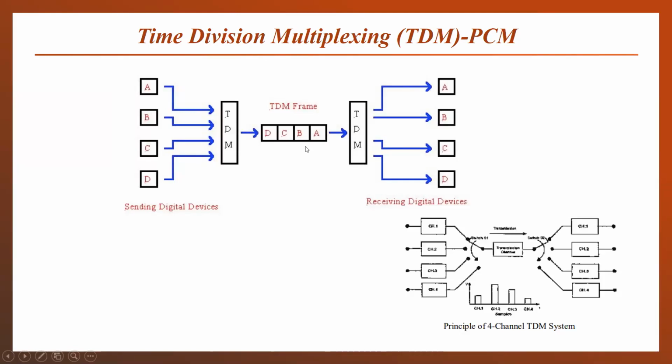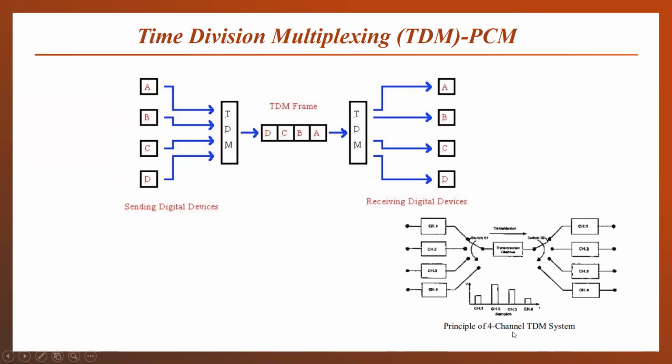The frames will be converted into slots. For example, we use a 4-second frame, 0 to 4 seconds. For 0 to 1 second, signal A will be transmitted, 1 to 2, B will be transmitted, 2 to 3, C will be transmitted, and 3 to 4, D will be transmitted. Thus, time division multiplexing will work.